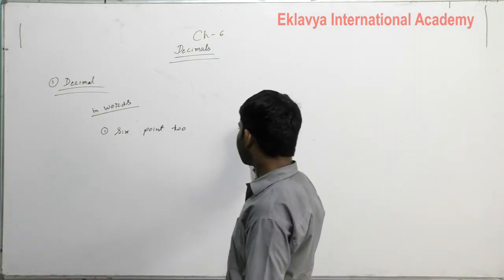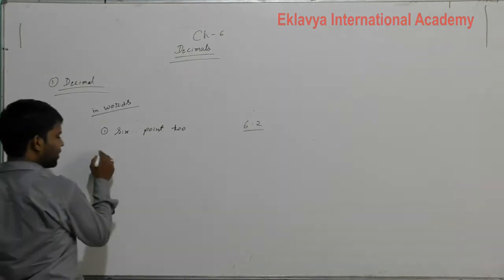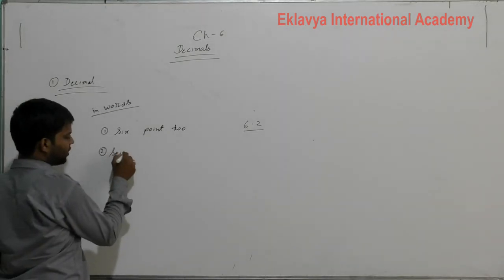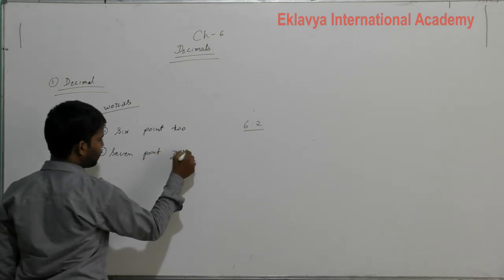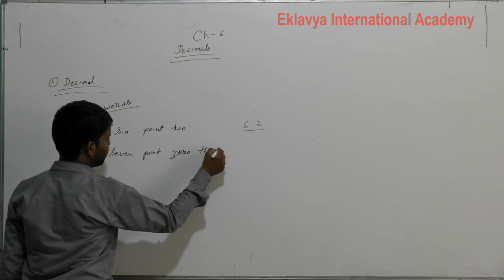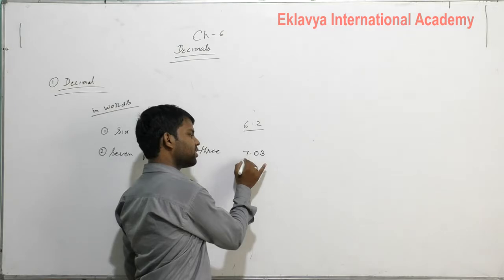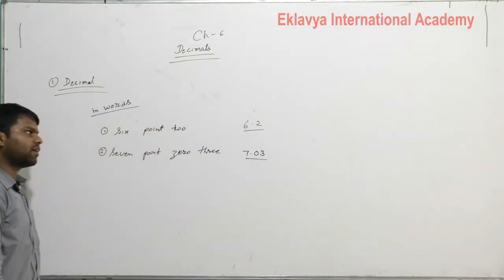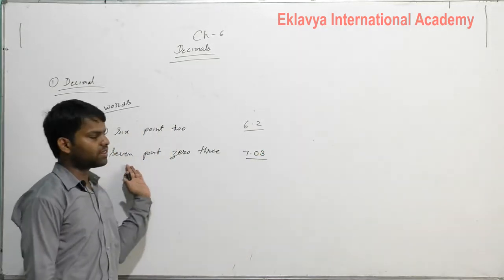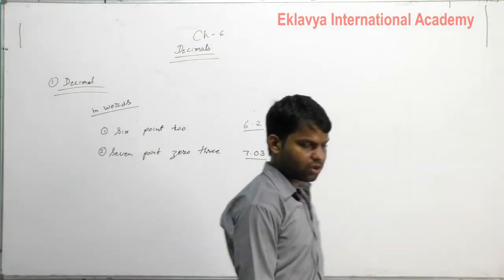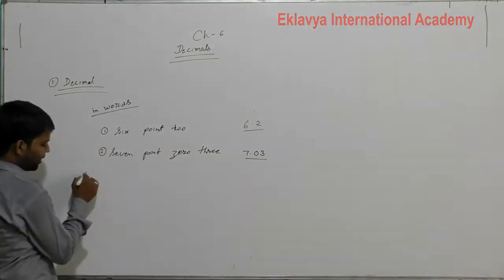We write 6.2. If we have a number like 7.03, then how will we write it? We write 7.03. So in this way we can write any words in numerical form. If words are of this type, then we can write them this way. Okay.